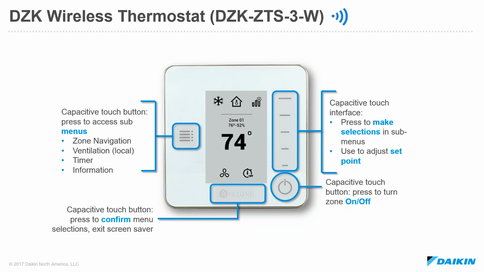The power button at the bottom right just turns on and off the wireless zone. And then I always like to point out that the air zone icon that's at the bottom of the screen, that is actually a button that is used. It's used to confirm menu selections when you're navigating the menu. Pressing the air zone button is essentially like pressing enter. And that air zone button is also used to wake up the thermostat if it's gone into the screensaver mode or kind of screensaver display.